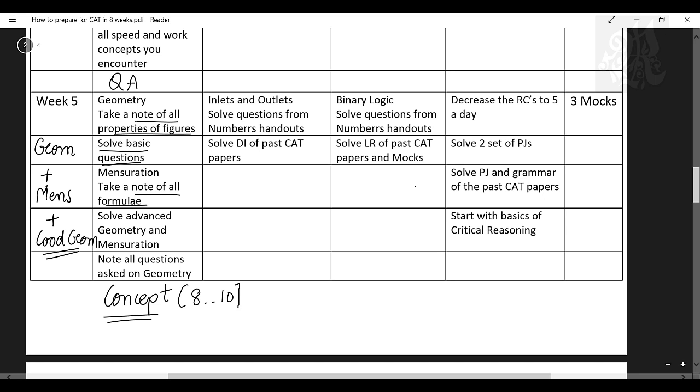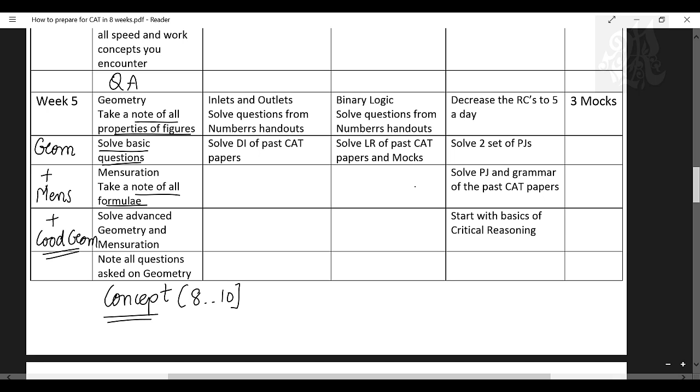This particular topic will come for around 8 to 10 questions in CAT. These three topics together will have 8 to 10 questions as a contribution. So it's a huge topic, in other words. That's why week 5 should be a big start, because you now have 4 weeks left for CAT. You should start big. That is why I recommended geometry, mensuration, and coordinate geometry.